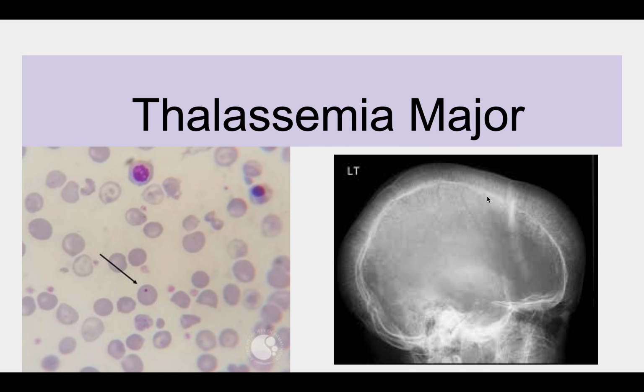Video will discuss thalassemia major. So firstly, going to what are the different types of hemoglobin which we see in the human body. So we will discuss firstly the various hemoglobins.